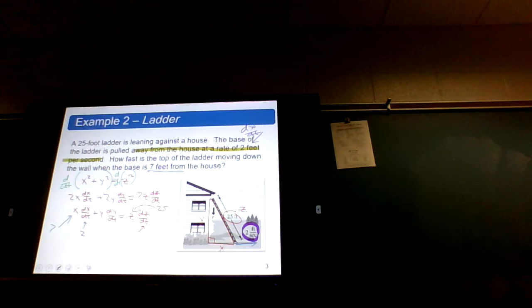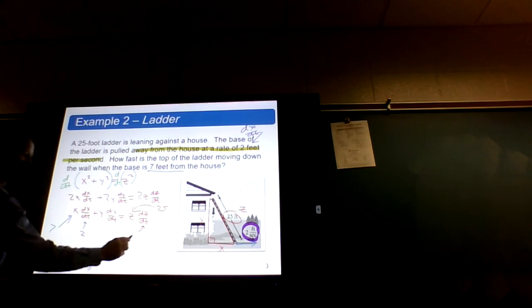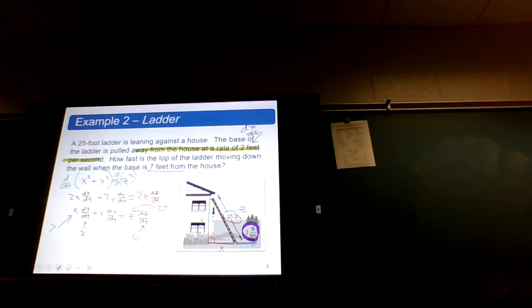At what rate is the ladder? It's not. It's zero. That's a very important observation. The ladder's length is not changing. Its rate of change is 0. And by the way, 0 times 25 is 0. So that's nice. Thank you, Dave.